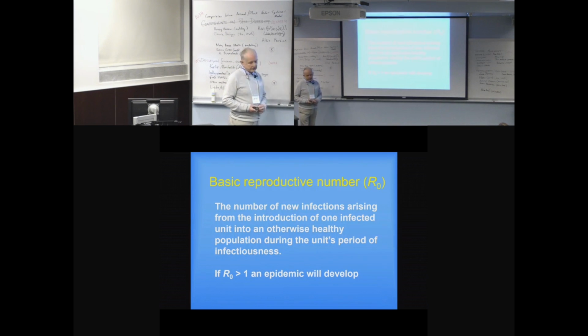What you generally end up with from an analysis of these SEIR type models is a derivation of a basic reproductive number, defined here as the number of new infections arising from the introduction of one infected unit, and we can come back to that, into an otherwise healthy population during the unit's period of infectiousness. And if that value is greater than 1, then an epidemic will develop.